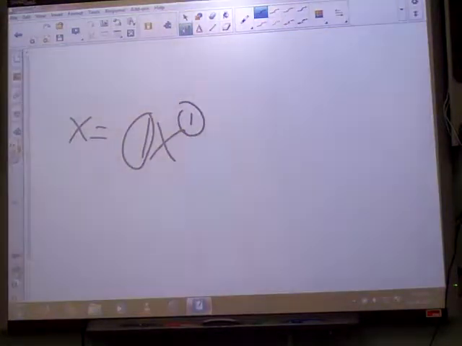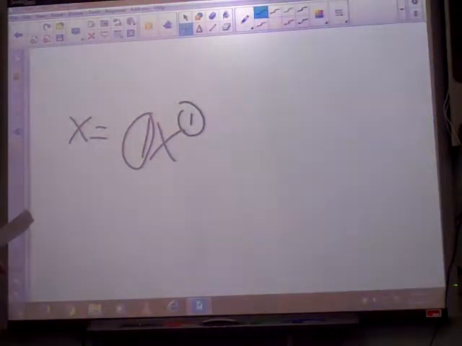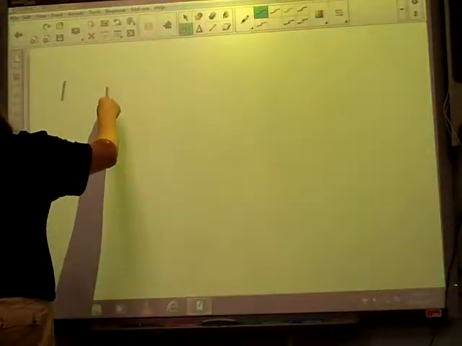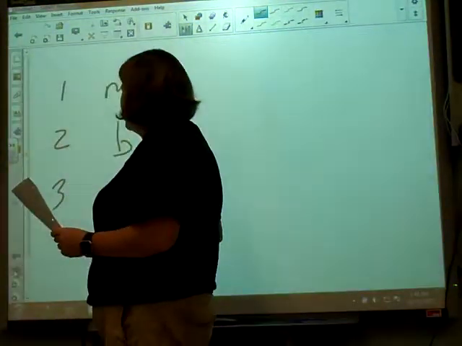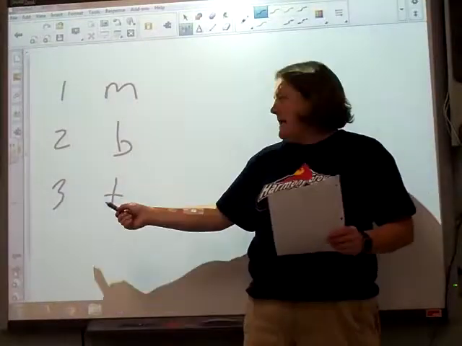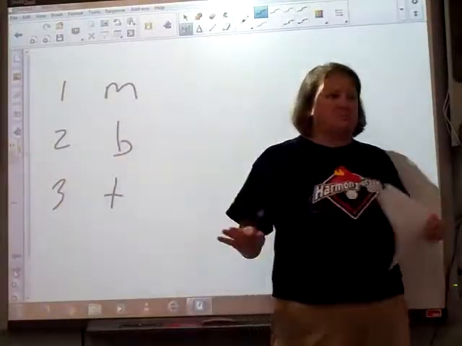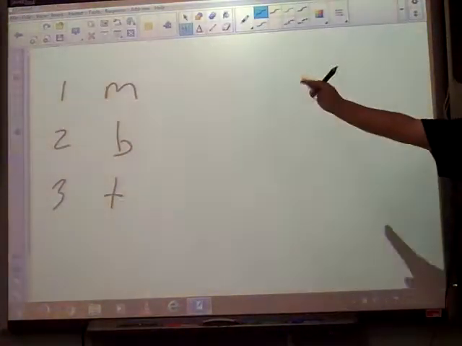It says to identify it as a monomial, a binomial, a trinomial, or none. If it has 1 term, it's a monomial. 2 terms, a binomial. 3 terms, a trinomial. Anything more than 3, it doesn't have one of these cute names. It's just a polynomial. So it would be none of those names.